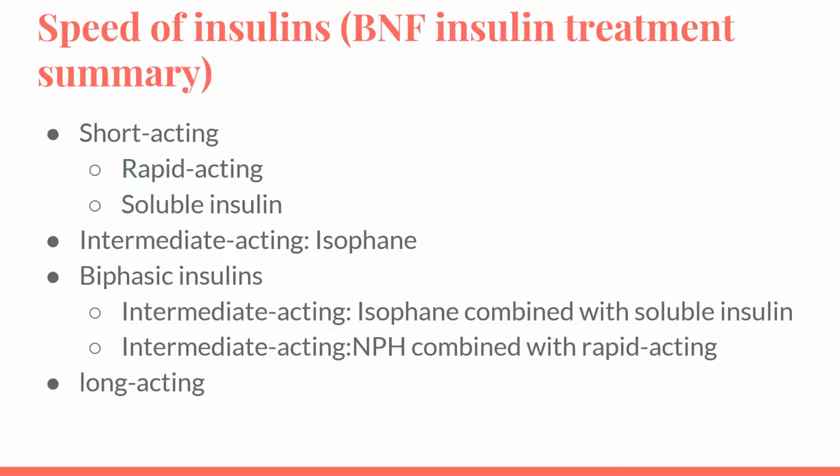Speed of insulins. Each of these types of insulin can also be categorized by the speed at which they work. This is termed the action of the insulin. We have short-acting, intermediate-acting, biphasic insulins, and long-acting. Within short-acting, we have rapid-acting and soluble insulin. Within biphasic insulins, we have intermediate-acting combined with soluble insulin, and intermediate-acting combined with rapid-acting insulin.